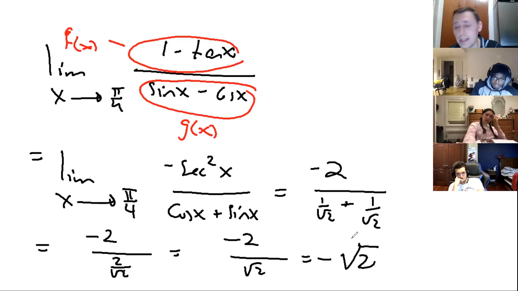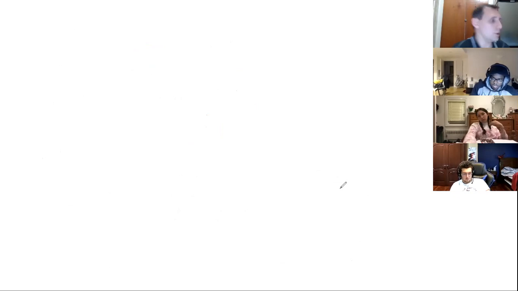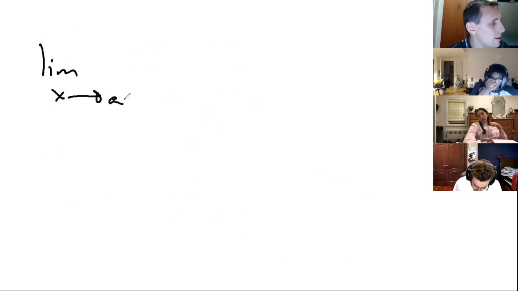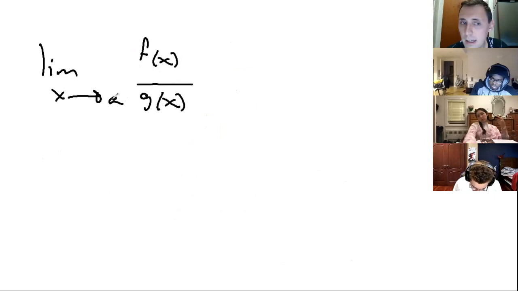Now, it's not a different idea. It's the same idea. Why does it work? Why can I take the derivative of the numerator divided by the derivative of the denominator? Simple recognition. Look at it. So if I have in general the limit as x goes to a of f of x divided by g of x, in particular f at a is equal to 0, right?